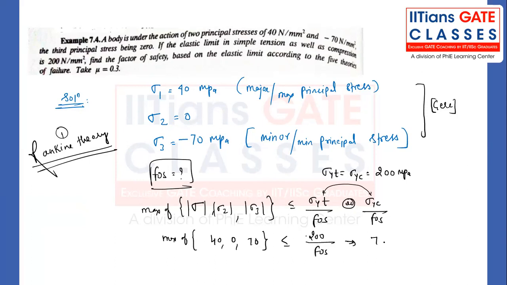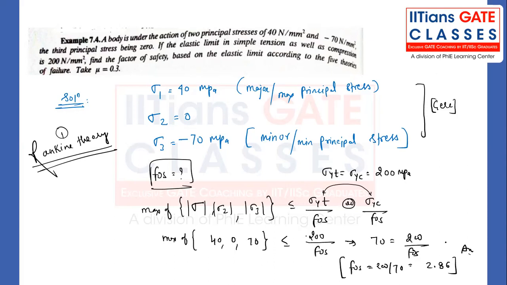From here, my dear friend, 70 is equal to 200 divided by factor of safety. Factor of safety would be 200 divided by 70, and you will be getting 2.86. That will be the answer.